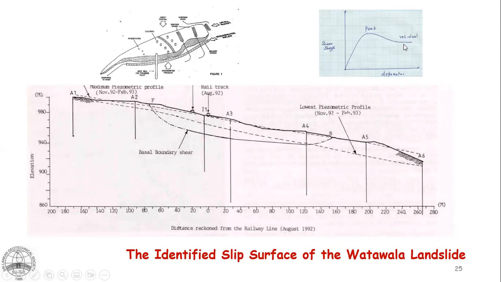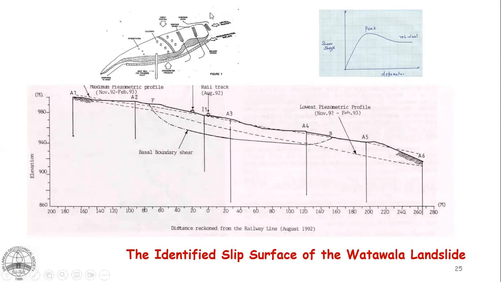So then how to rectify this? It is not a very steep slope, right? So rectification should be based on the reason for failure. You have to attack the reason for failure. So rectification has to be through drainage measures, surface drainage as well as subsurface drainage.